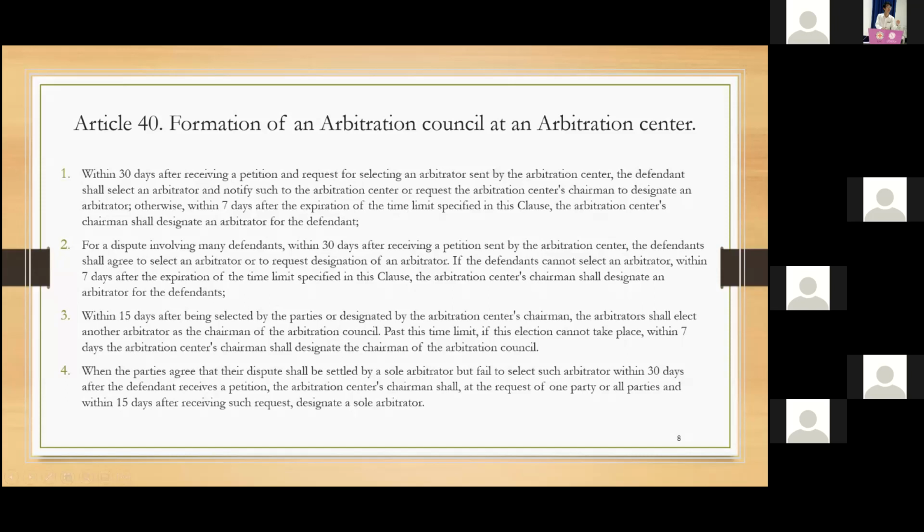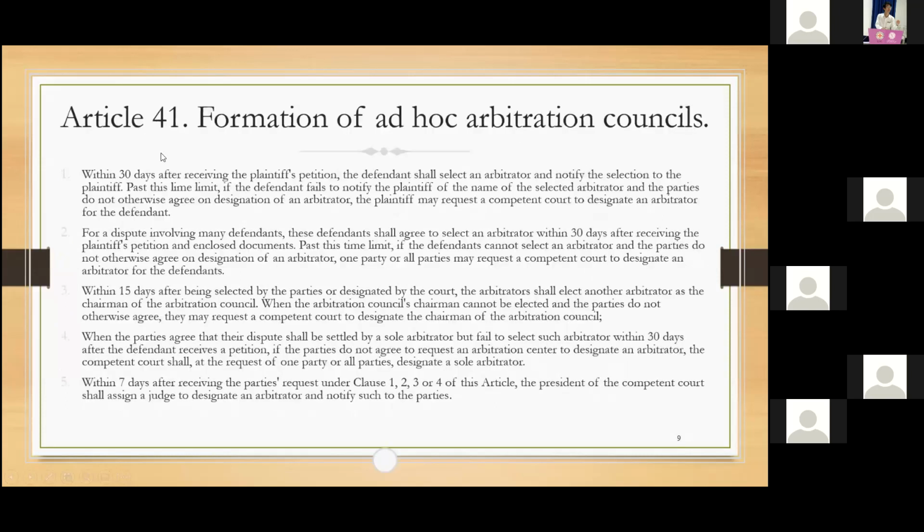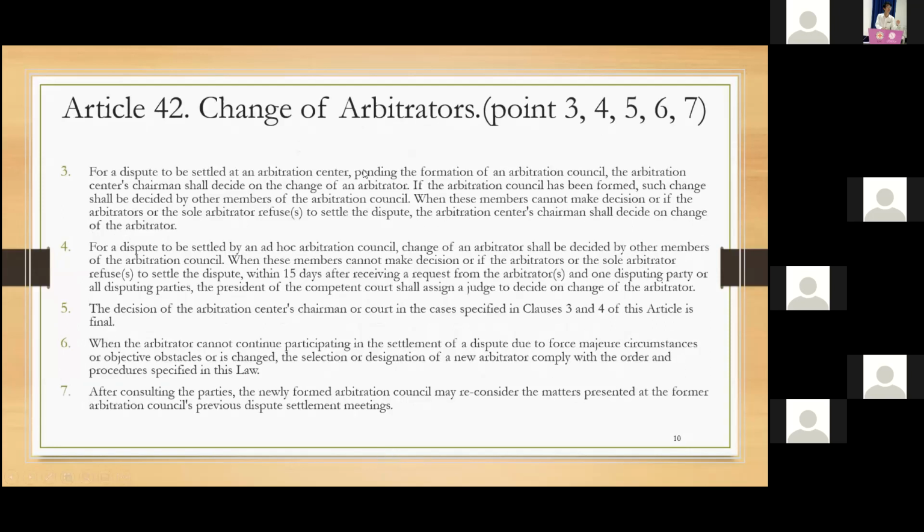Article 41 includes the formation of an ad hoc arbitration council, and Article 42 covers the arbitrators, from 3, 4, 5, 6, 7, to see the sources of the validity of the arbitration council, and Article 43, according to the Law on Commercial Arbitration.